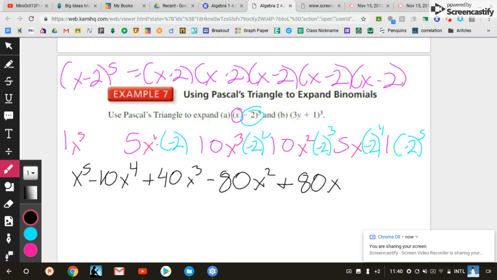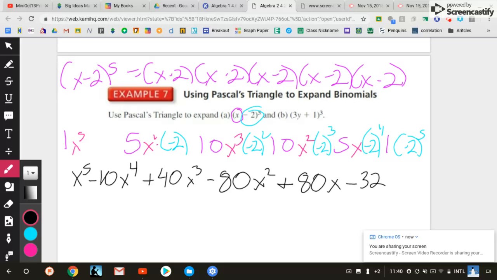And then moving out even further, I have negative 2 to the fifth power, 2, 4, 8, 16, 32. Because it's an odd number, it'll be negative. So my expansion is that. And that was a whole lot easier than foiling forever and a day the x minus 2. All right, so that's how you do that one.